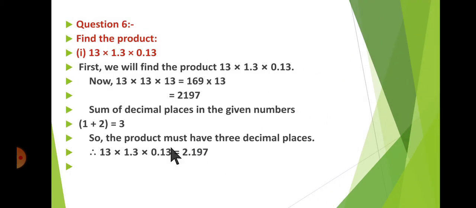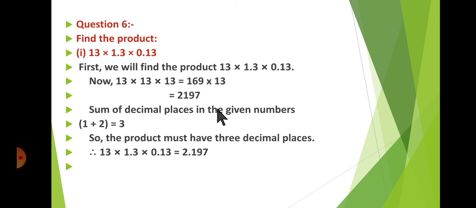Now let's see the next question. Find the product when you have more than 2 numbers. So first we find the product ignoring the decimal and simply multiply the three numbers. You have already practiced this in earlier classes. Simply ignore the decimal and multiply. First 2 numbers, and then the third number.